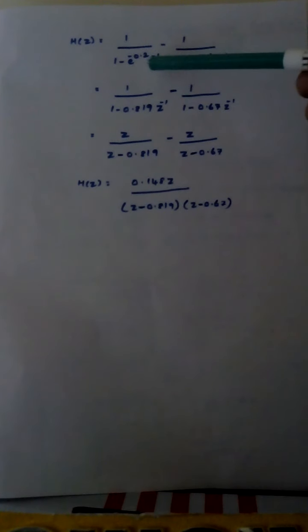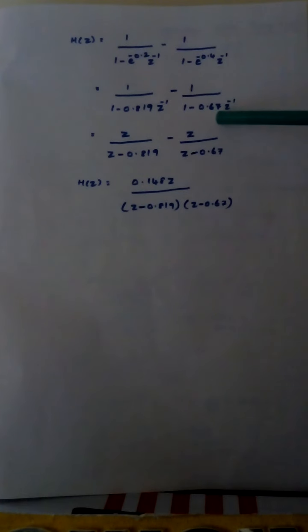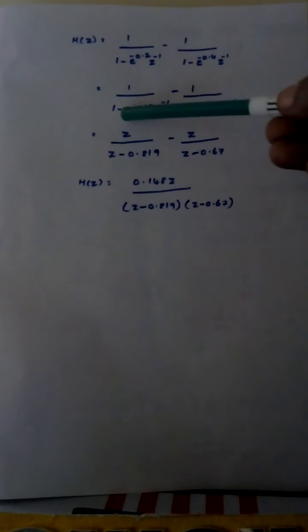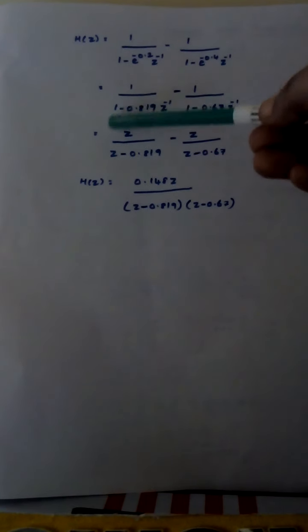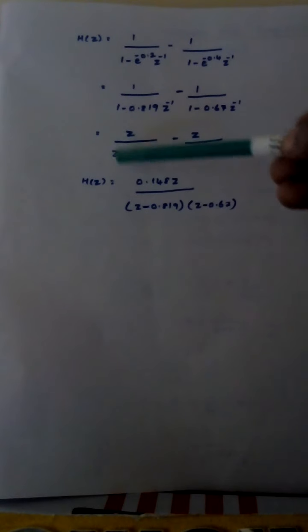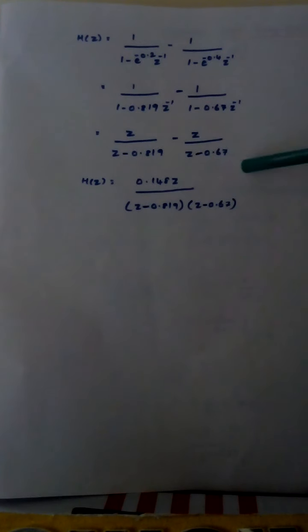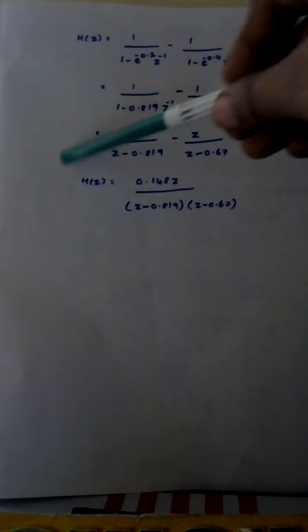Now if you simplify, e to the power of minus 2 gives 0.819, and e to the power of minus 4 gives 0.67, and we can bring z inverse down, so it is divided by z. If you cross multiply, we get z divided by z minus 0.819, and this also we can write as z divided by z minus 0.67. Again, if you cross multiply and simplify, you will get this transfer function. So we are converting from H of s into H of z by the impulse invariance method.